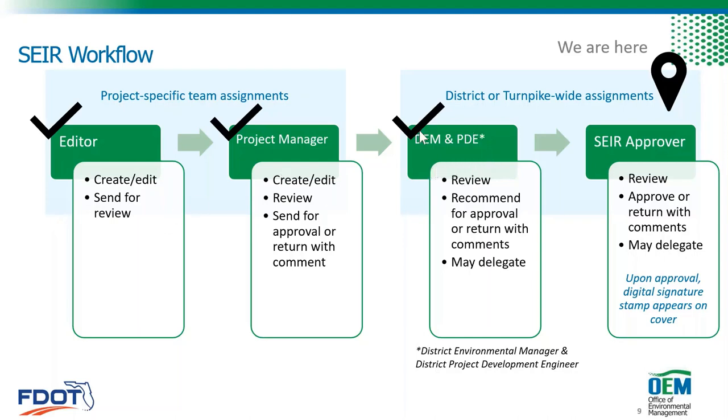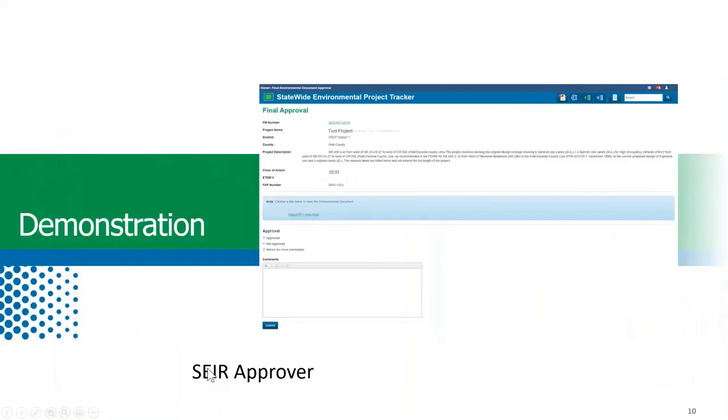Also, I just wanted to point out that the step for the DEM and PDM happens simultaneously. So they both get the notifications, and it doesn't matter which one goes in first. They go in and they certify it. When both are done, it goes on to the SEIR approver. So now I'm going to show how the SEIR approver process works.